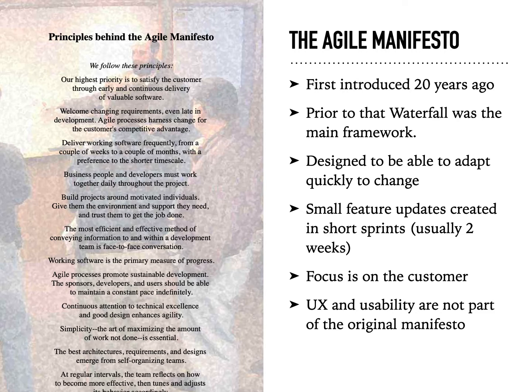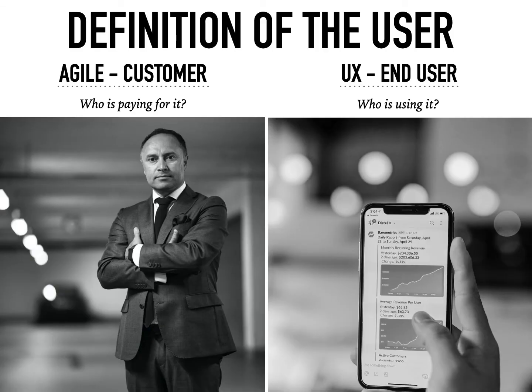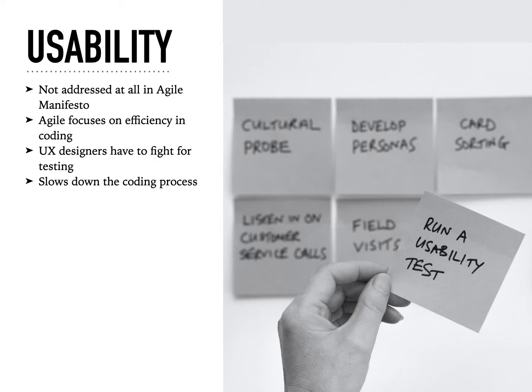Unfortunately, UX and usability are not part of the original manifesto, as you can see just by looking at a screenshot of the website. So let's talk a little bit about the definition of a user. In Agile, the user is actually the customer, basically the person who's paying the bill. This is an important distinction because in most cases the customer isn't the end user. In UX, we're focused on the person that is actually going to be using the product.